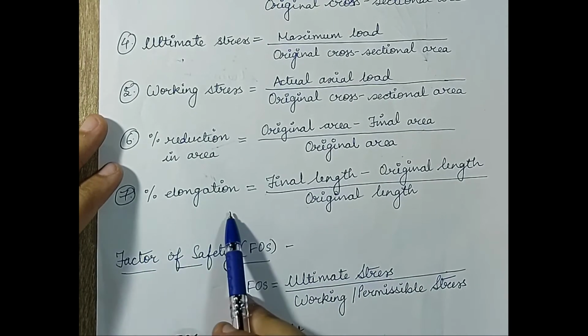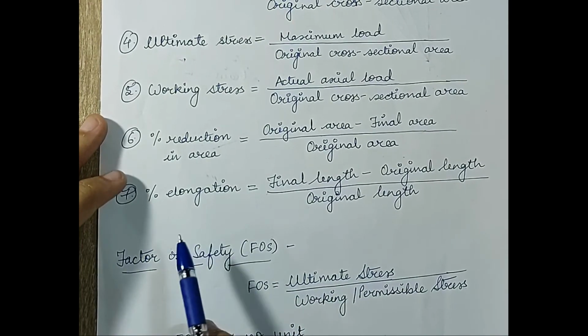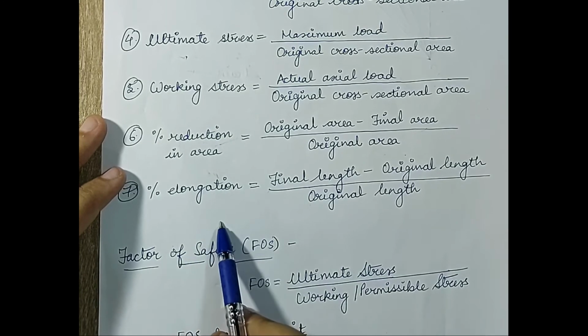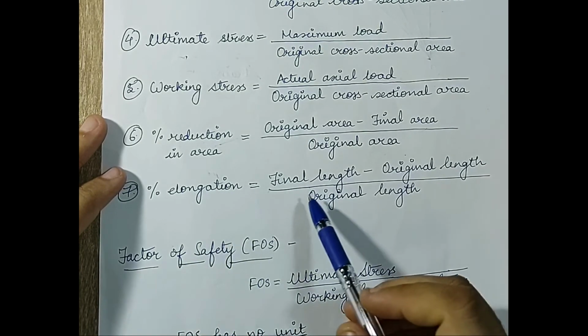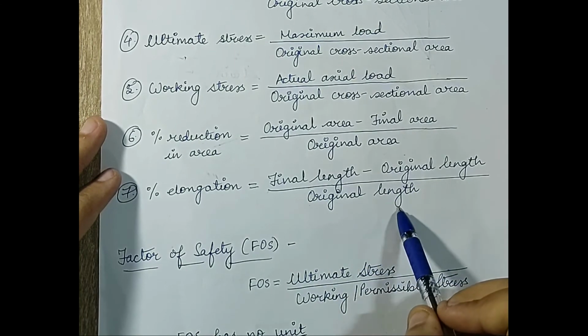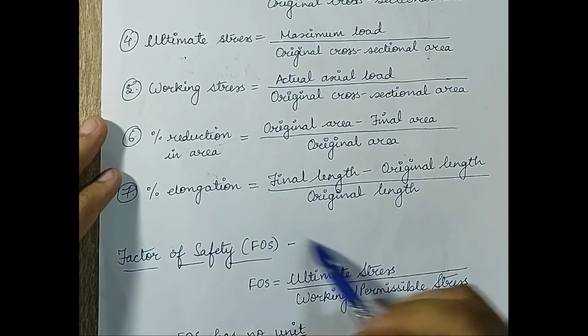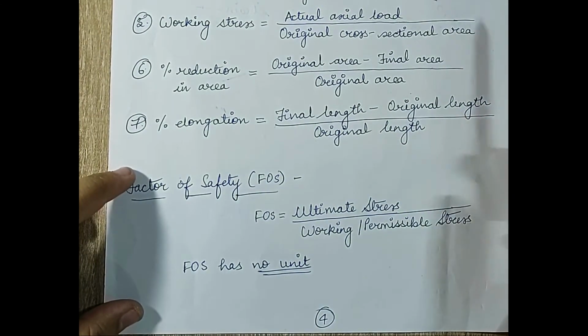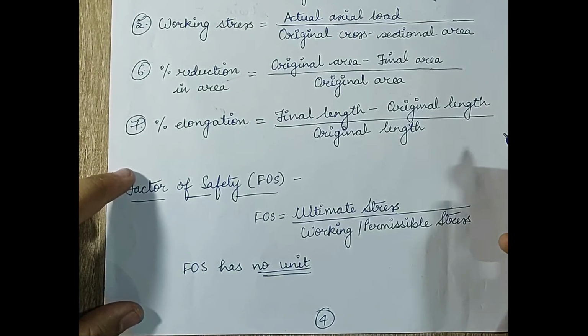Then the seventh formula is of percentage elongation. By using this formula, we can calculate how much elongation has taken place in the material. So we can use the formula: final length minus original length, divided by the original length. So this is the formula for percentage elongation. So this is all about the stress strain diagram for mild steel.